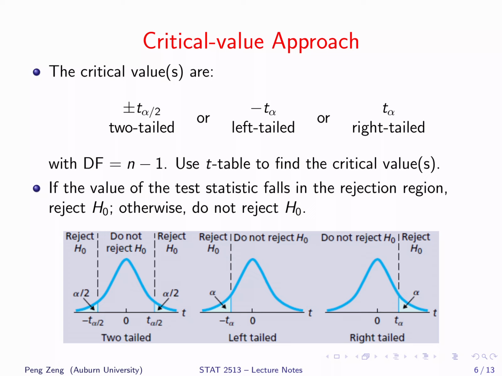Make sure to calculate the number of degrees of freedom correctly. It is n minus 1, where n is the number of pairs. If the test statistic falls in the rejection region, reject H naught. Otherwise, we do not reject H naught.